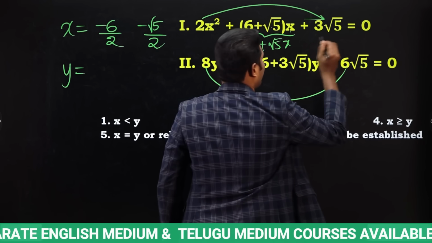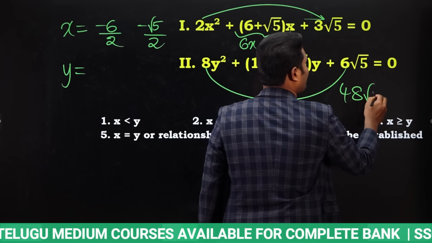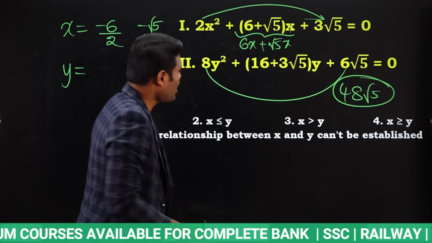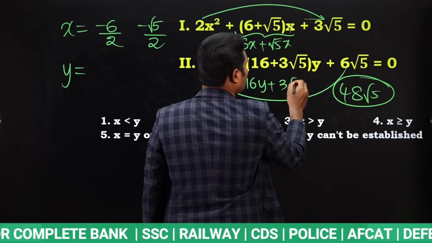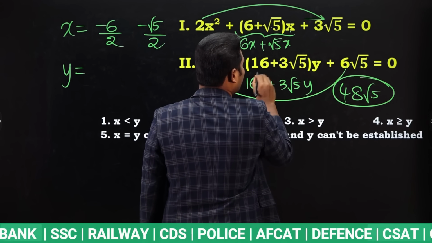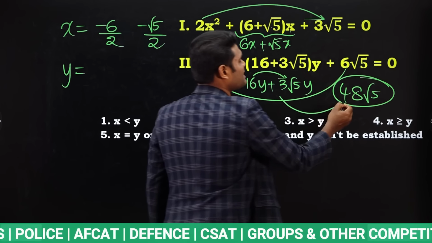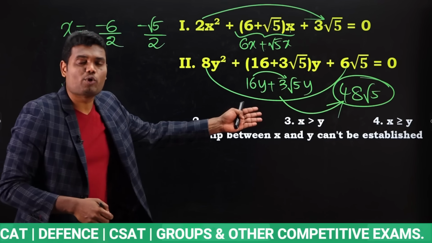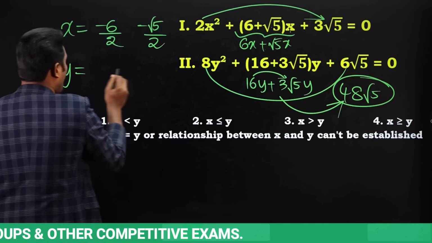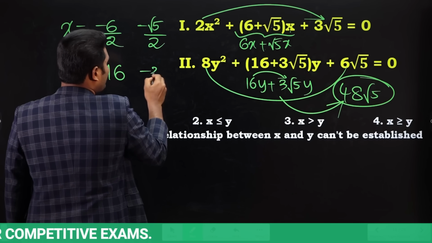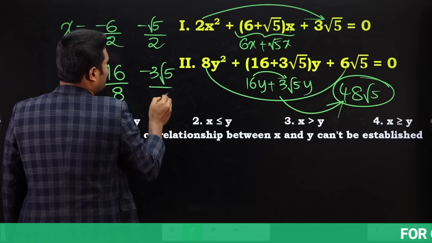What is the AC value? The AC value will be 8 times 6, that is 48 root 5. This is nothing but the AC value. Now how can you write this one? You can write this as 16y plus 3 root 5y. If you multiply 16 into 3 root 5, 16 into 3 root 5 is nothing but 48 root 5, which means I get it directly. The y values will have opposite signs, minus 16 minus 3 root 5. You have a value 8, so divide by 8, divide by 8.